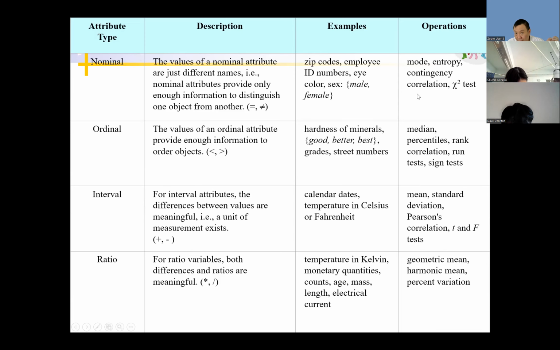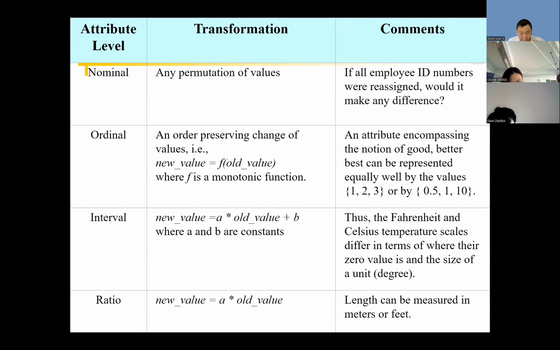Okay, so again, the highest is ratio. That means ratio can do median, and can do more. But the other way is not correct. So if you have nominal data, you cannot do median, you cannot do mean, you cannot do geometric mean. Clear? Is it important or not? Yes, question?